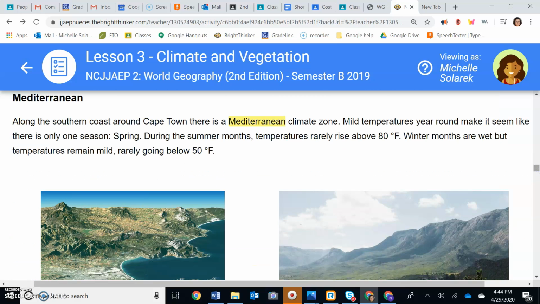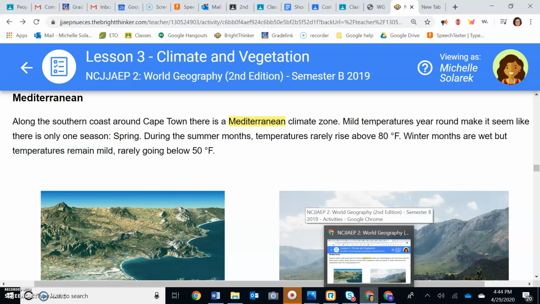Number 9. Along the southern coast around Cape Town is what climate? So right here's Cape Town. This is a picture of Cape Town. What climate do they have there? Number 9, Mediterranean climate. So down around the coast, the Mediterranean climate is in Cape Town.